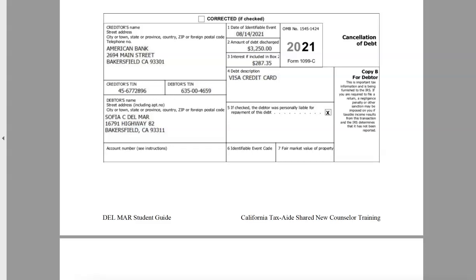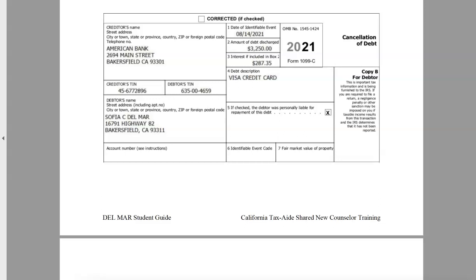Payers who are insolvent can file paperwork to avoid having this declared as income. Unfortunately for Sophia, that is out of scope for the Tax-Aide program. So Sophia has two choices. She can accept that this is going to be income and include it as income on her tax return, or she can go to a paid preparer or hopefully be able to use tax software to file her return.